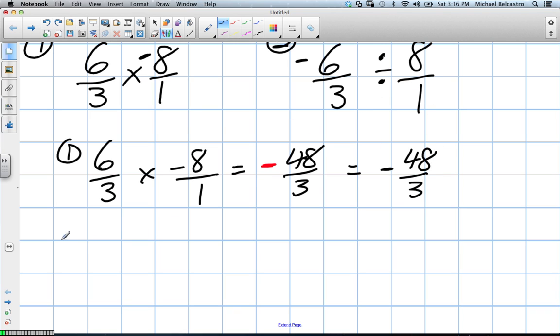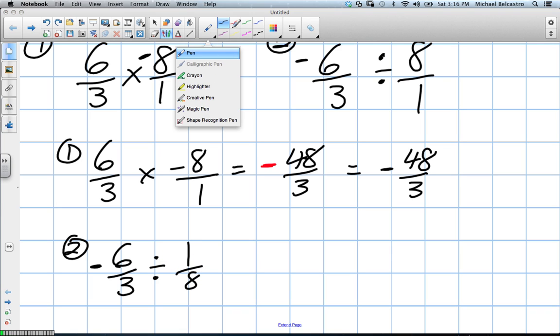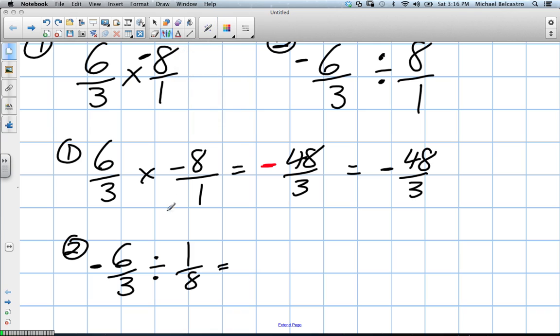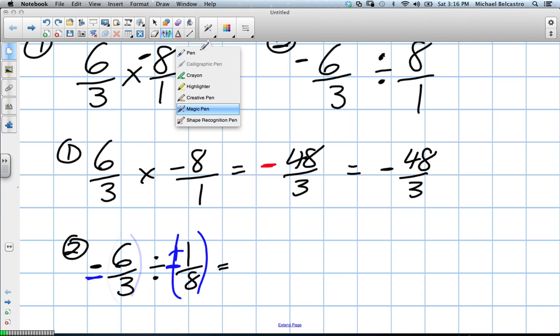So, let's think of the same idea. Same type of question, but let's say it's negative 6 over 3, and this time it's divided by 1 over 8. Oh, okay. I saw the video, so you have to flip the fraction. That's right. But first let's talk about whether our answer is going to be positive or negative. This is negative 6 over 3 divided by, is this positive or negative? Positive. If nothing's there, it's assumed it's positive. So we have a negative and a positive. What's the rule? It's negative.